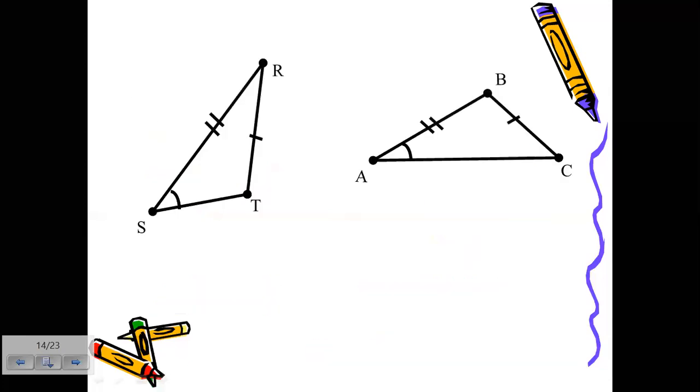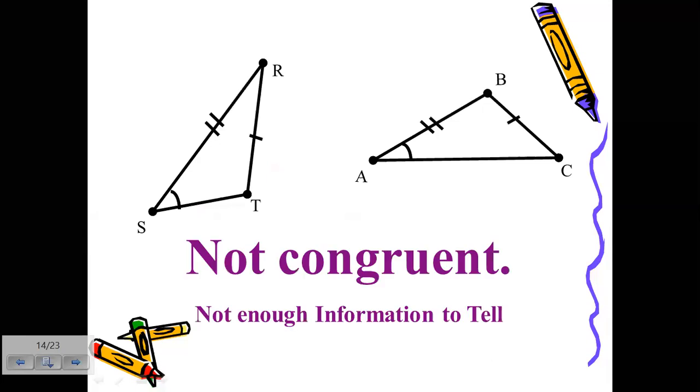In this triangle TSR, I have RS equal to AB, and here the measure of angle S equals the measure of angle A. Can I say it's congruent? No, it's not congruent. It's not congruent because there is not enough information to tell me it's congruent.